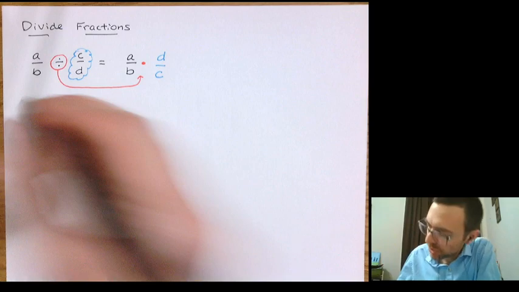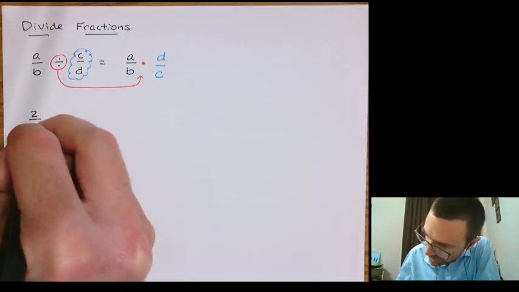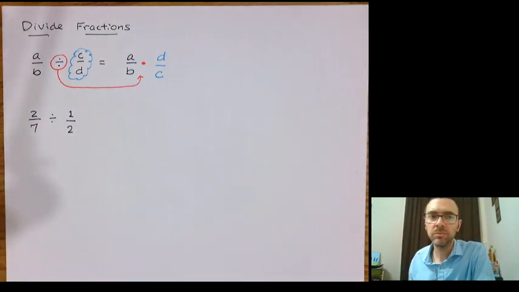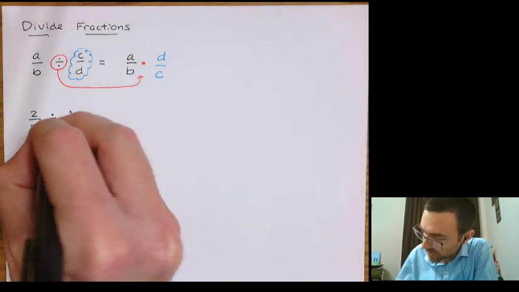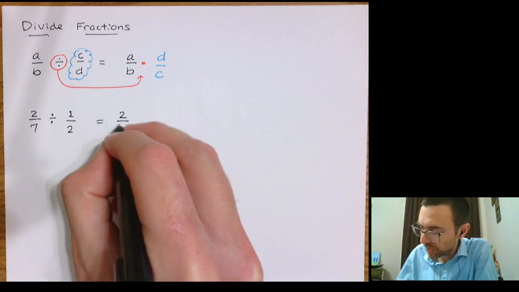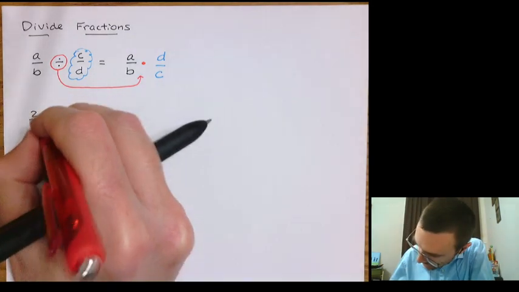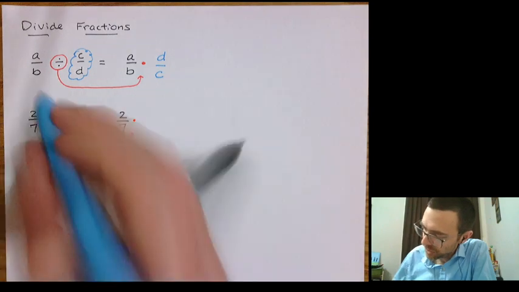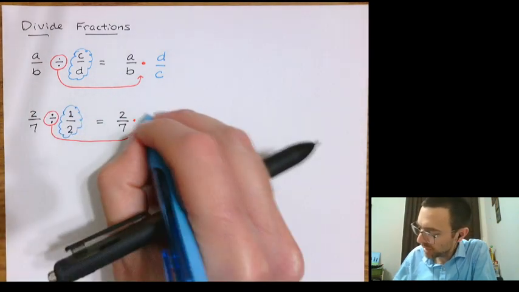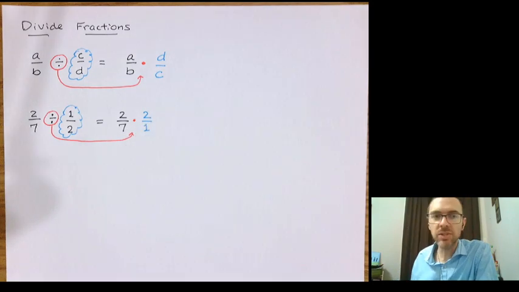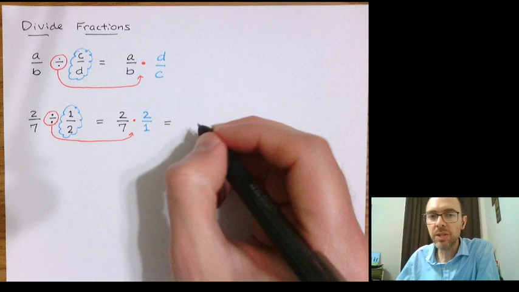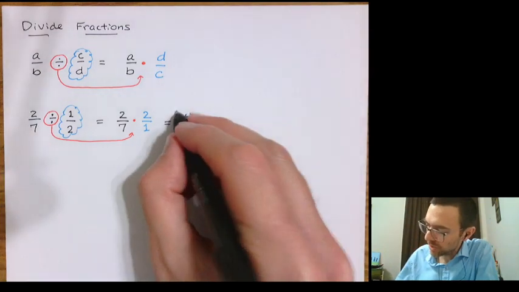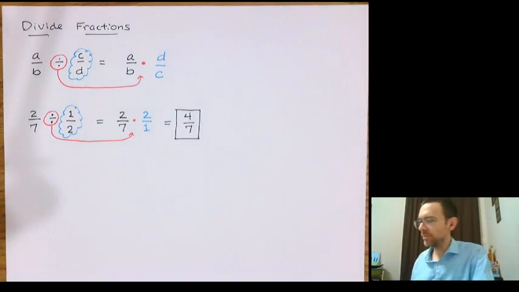So if I were to take 2/7 divided by 1/2, the best way for me to do this is to turn the division into multiplication. But again, you keep the first fraction the same, and you turn division into multiplication, and you take this fraction right here, and you multiply times its reciprocal, which in this case is 2/1. And now that we have a multiplication problem, we just multiply straight across. So we get 4/7. Again, you want to try to reduce this if possible, but you can't. So we're done.